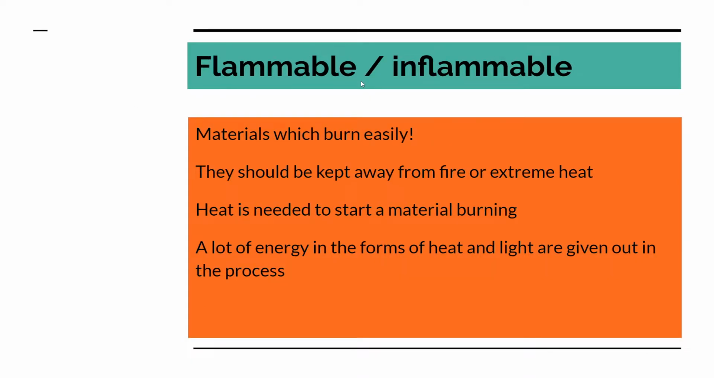Now let's talk about flammable, or in other terms, inflammable. Flammable basically means any material that can burn easily. So they should be kept away from fire or extreme heat because they can easily catch fire. Now heat is needed to start a material burning. So in order to burn something you need heat. And when something burns, it produces a lot of energy, and that energy is mostly in the form of heat and light. So that's all on irreversible and reversible changes.